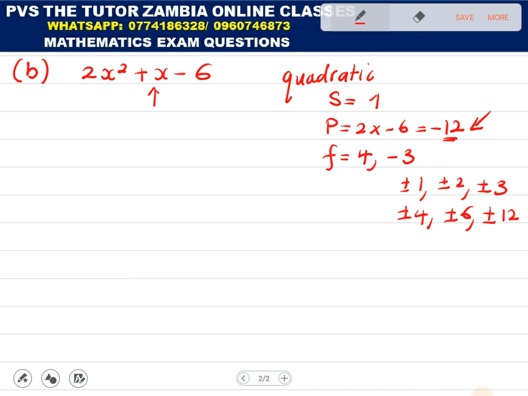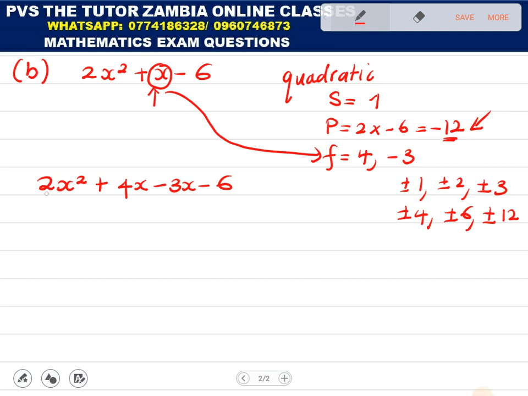Now let's go. You are going to write the sum in terms of these factors. So the middle term here will be written in terms of these factors. So we get 2x squared, then plus 4x, then minus 3x, minus 6. When you see here, 4x minus 3x, you still get x, right?